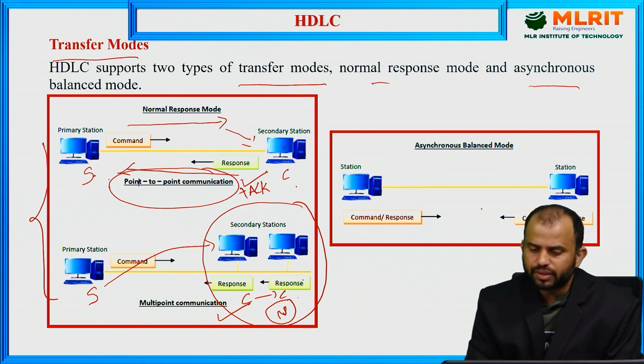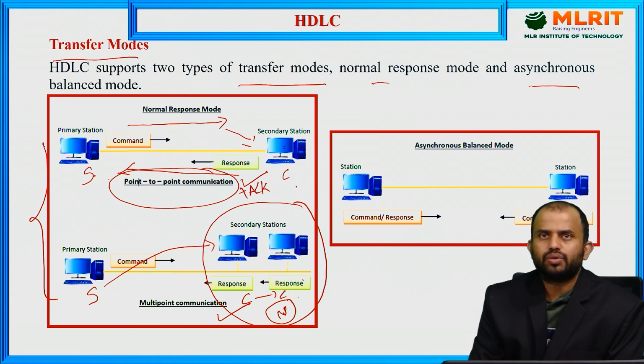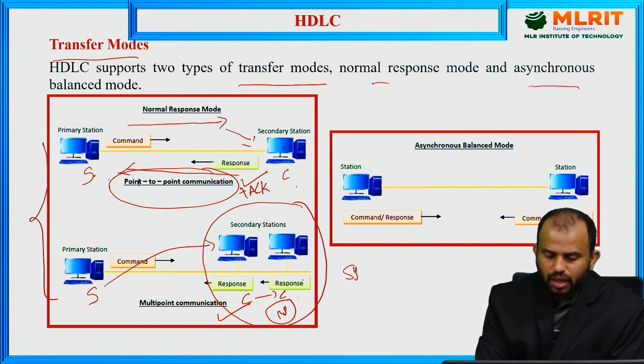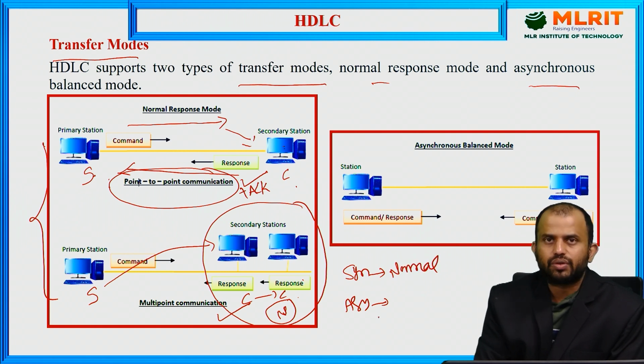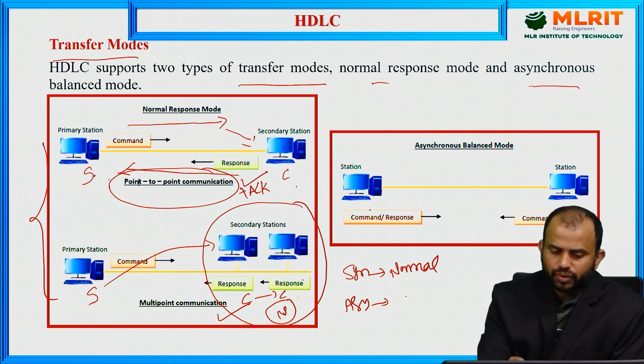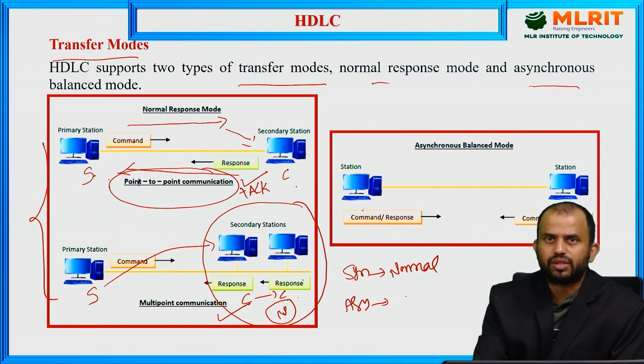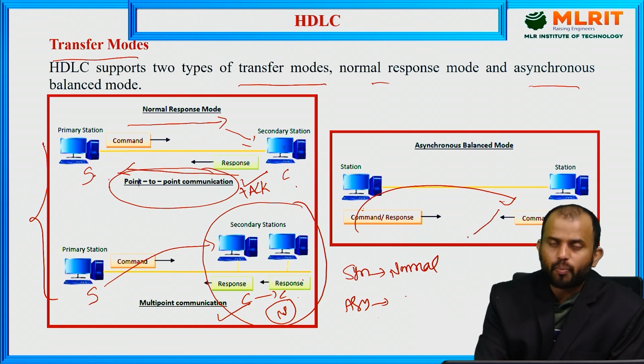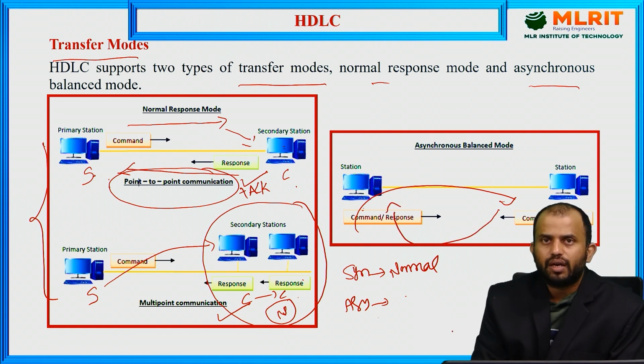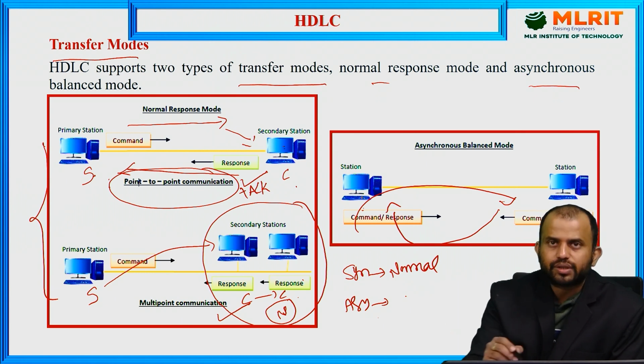And the next one is asynchronous balanced mode. So we have 2 things: one is synchronous, another one is asynchronous. The synchronous one we call normal response mode, and in the asynchronous, a group of members are there. So when the information is transmitted from source to destination, what kind of command we transmitted, how the information is transmitted, and once we get the proper acknowledgement, whether a positive acknowledgement or a negative acknowledgement, based upon the response, the station also acts.